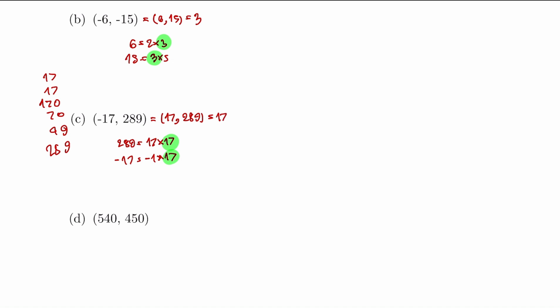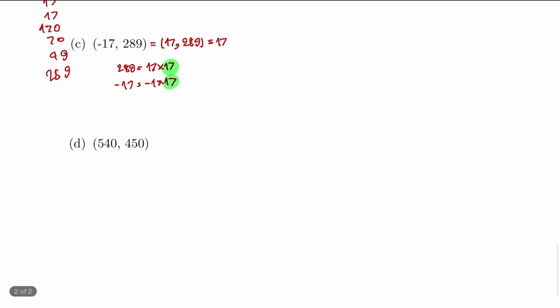Okay. And the last one is 540 and 450. So try to find the greatest common divisor. You might start with factorization. So 540 turns out to be 54 times 10. 54 is 6 times 9, times 5 times 2. For 6, you're going to have 2 times 3, okay, and 9 is 3 squared, times 5 times 2. So we can have 2 squared times 3 cubed times 5.